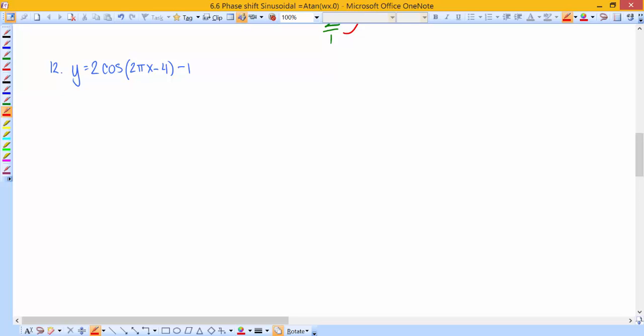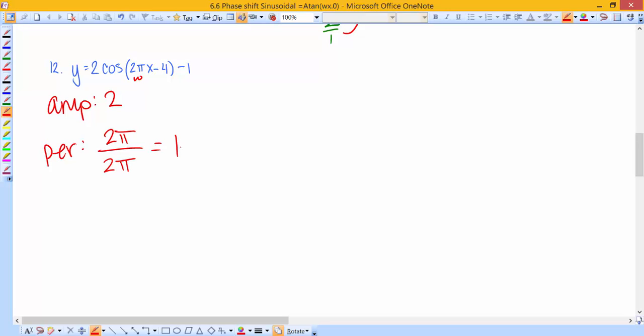All right, so next one, amplitude is 2, period, 2 pi over omega. Well, what's the value with our x here? Oh, it's 2 pi. That means our period, 2 pi divided by 2 pi, is 1.